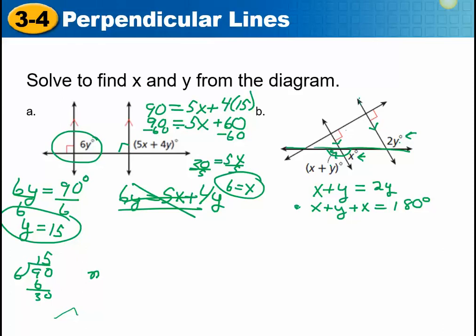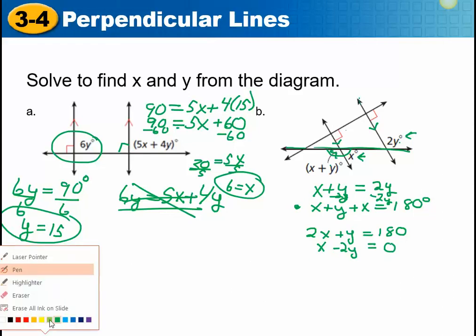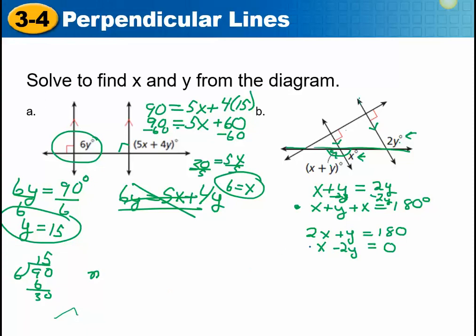I'm going to work with this second one, and I'm going to combine my like terms and get 2x plus y equals 180. And then in the other one, I'm going to get my y's on the same side. So I'll subtract 2y, and I'll get x minus 2y is equal to 0. So they're not set up for elimination yet. I guess I could have used substitution, maybe easier. But I'm going to go ahead and multiply the top one by 2.